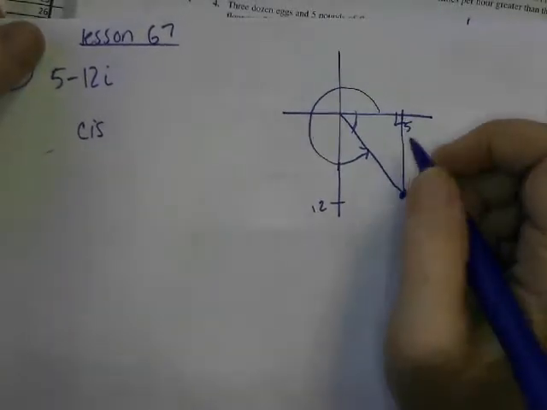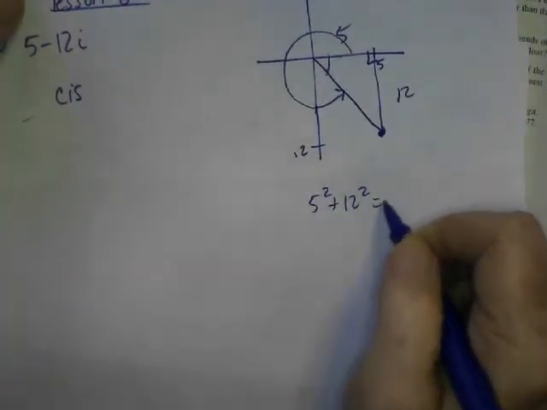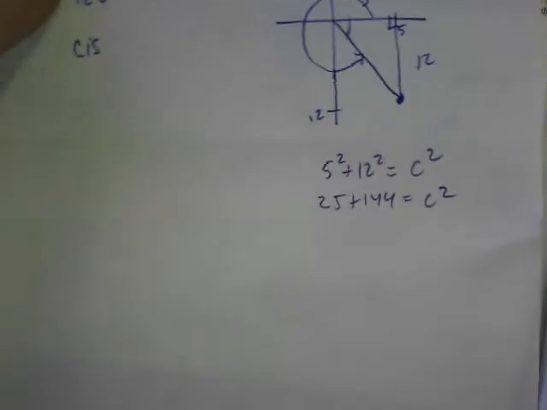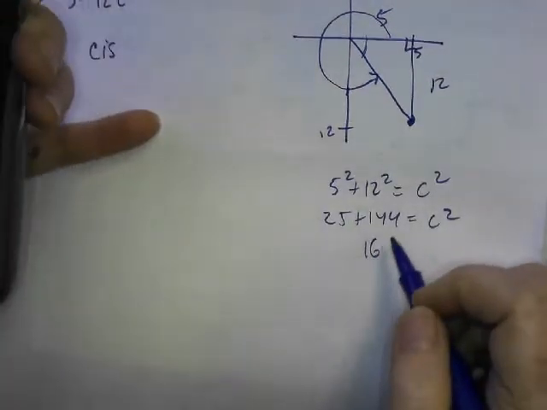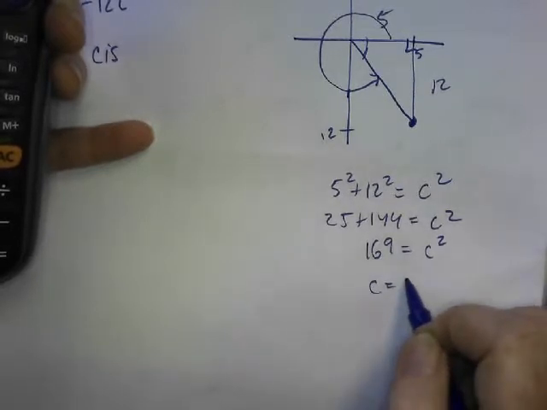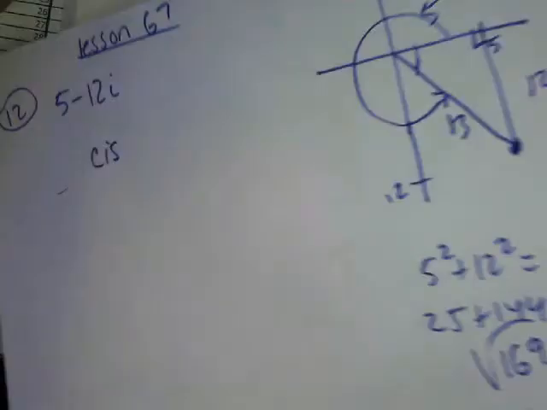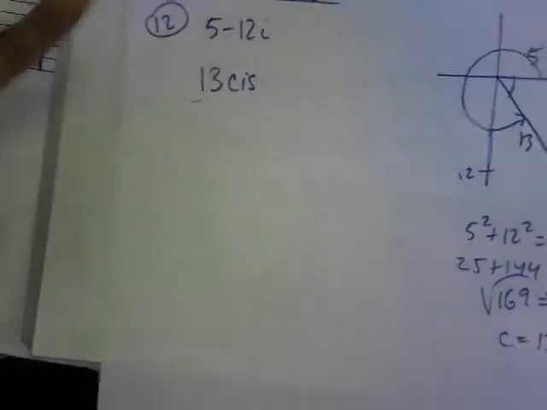Pythagorean theorem, right? This side length is 12 and this side length is 5, so 5 squared plus 12 squared equals c squared, so that's 25 plus 144, and that's c squared. It might turn out kind of ugly, I don't know. Let's see, 25 plus 144, well isn't that nice? So 169 is a perfect square, I think. C equals 13, right, because if I square root both sides. So that's our modulus. I just call it the hypotenuse, but it is a modulus.